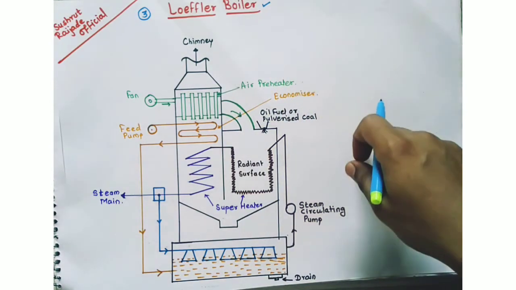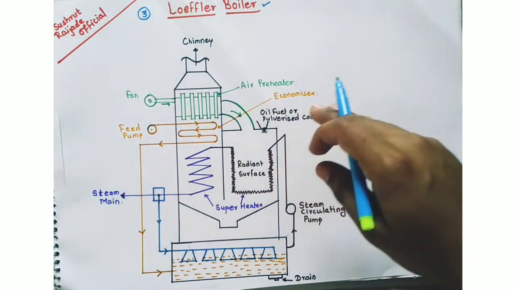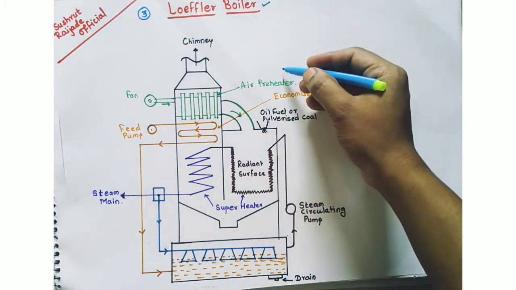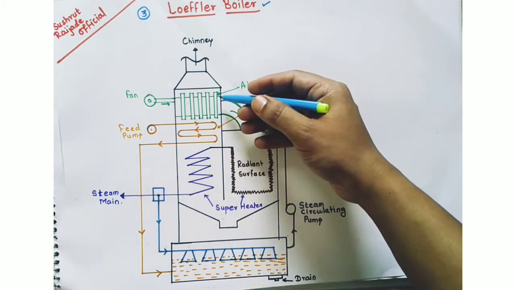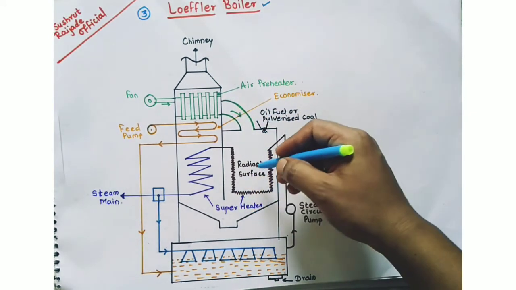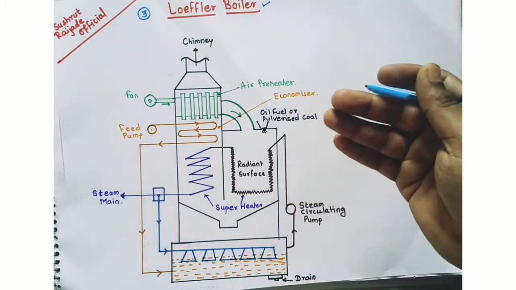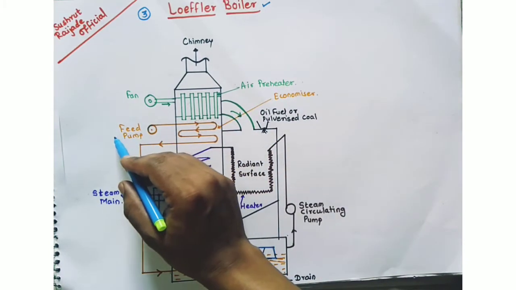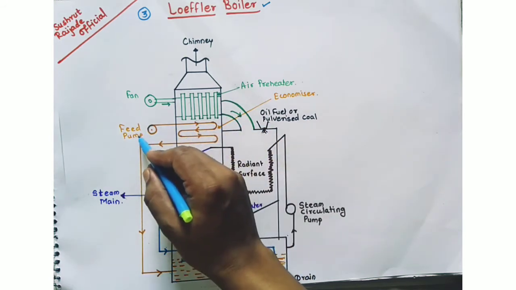Now what is the working of the Loeffler boiler? As in both the Lamont and Benson boilers, the same happens in the air preheater. The air is preheated by using the heat of the flue gases coming from the combustion chamber, and that preheated air is supplied to the combustion chamber so that the efficiency increases and combustion becomes easier. Then, in the economizer, first of all, the feed water comes into the economizer with the help of a feed pump.